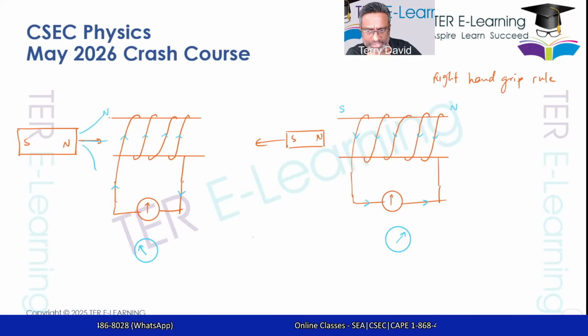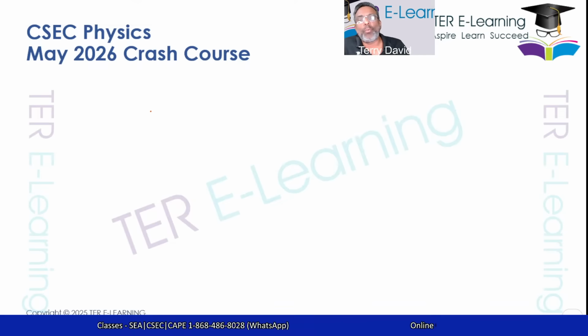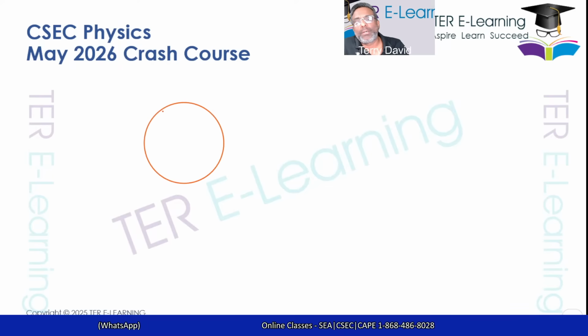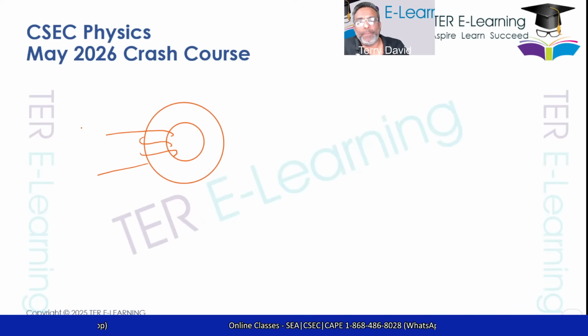What else do we have here? There's another experiment that CXC can bring as well, and it's this one here that applies electromagnetic induction. What they could do is give you a circular ring like this, and they can put some coil here, and they have, let's say, a DC power supply here, and let's put a switch here.